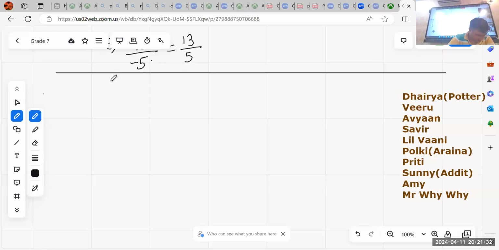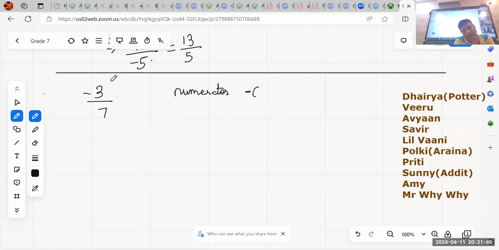My goodness. So you are given the number -3 by 7. You have to make an equivalent rational number such that the numerator is -6.